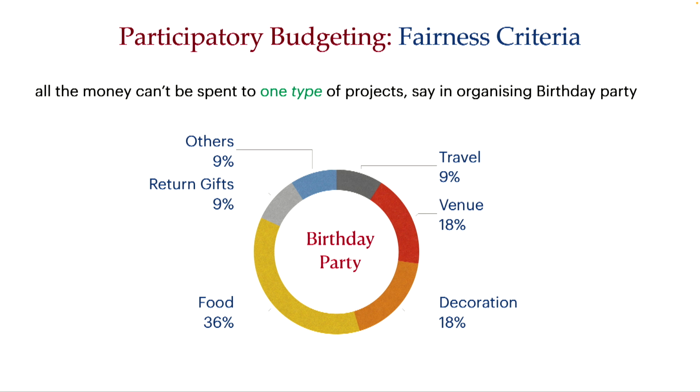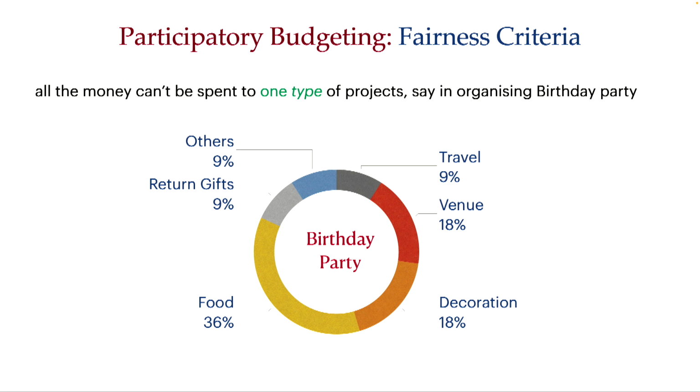So I'll just skip it, I just want to tell you that there are such things which we considered. The second fairness criterion is that, let's say you want to organize a birthday party. Of course you need to allocate your money to various things involved in the birthday party, right? I actually changed the example, that is why it's so weird. Maybe your venue is so far that you need travel money. But you need to spend some money on the venue, on decoration, food, return gifts, and maybe something else.